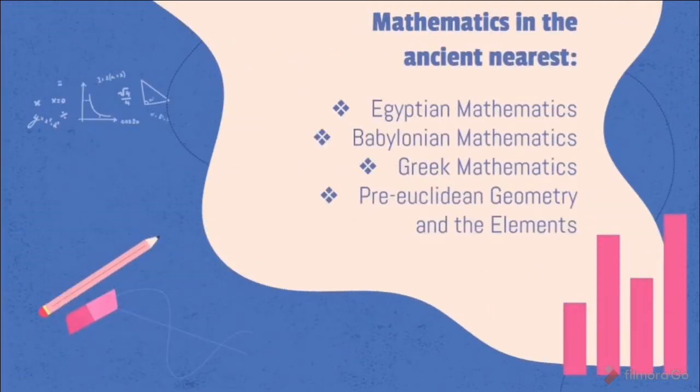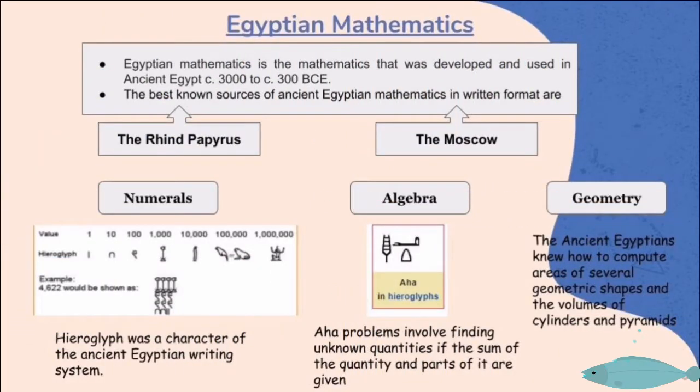As an introduction for this topic, we will be talking about mathematics in the ancient Near East. First, Egyptian mathematics, followed by Babylonian mathematics, Greek mathematics, and pre-Euclidean geometry and the Elements. To begin with, Egyptian mathematics is the mathematics that was developed and used in ancient Egypt. The best known sources of ancient Egyptian mathematics in written format are two: first is the Rhind Papyrus, second is the Moscow Papyrus.